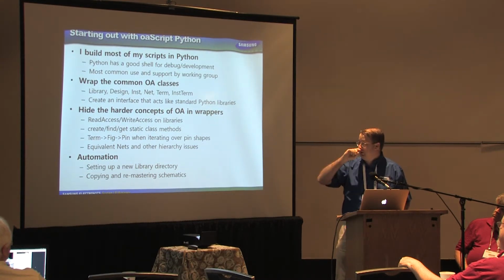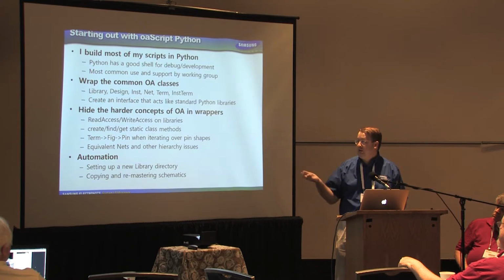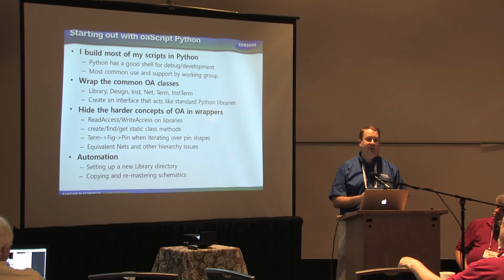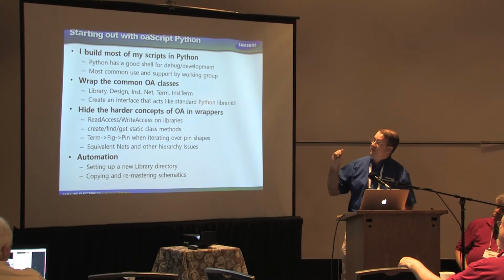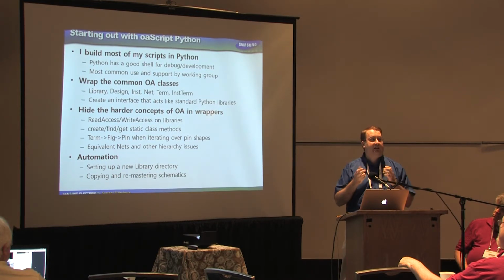And then the other thing I did with these libraries was you hide the harder concepts of OA. Getting read access and write access, and you have to trade one for the other. You can't have both at the same time. All that, it's just best to do this in functions, and then you can do them once right, and then you don't have to worry as much about it. And you don't have to worry about it when you're in the shell, getting read and write access. The create, find, static, get class functions, you can just make that into your own, I have some examples in the next page.